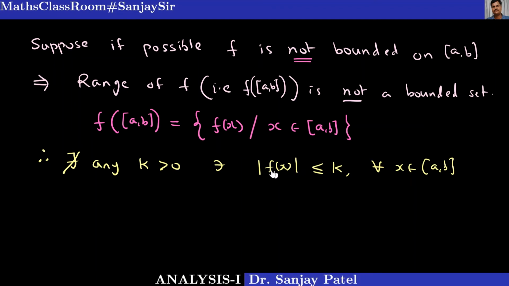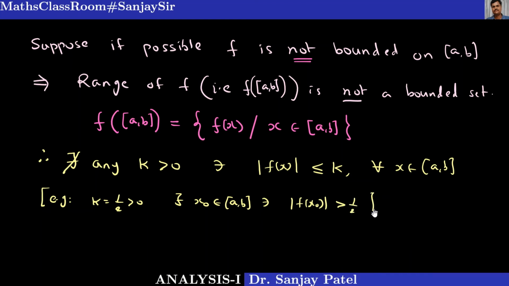This is the meaning of the fact that the function is not bounded on closed interval ab. Now, for any k greater than 0, this condition is not true for all x. That means you can always find some x for a positive number k. If I take, for example, k equal to 1 by 2 greater than 0, then there exists some point x0 belonging to the domain, closed interval ab, such that mod of f of x0 is not less than or equal to k. That means it is greater than k, that is 1 by 2.